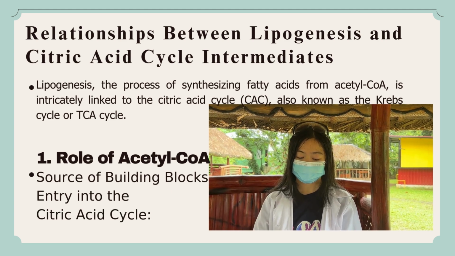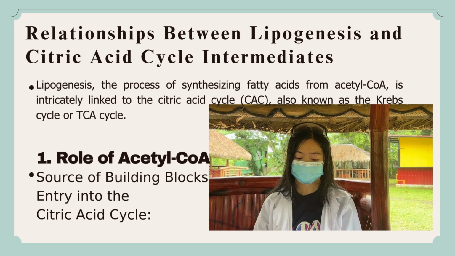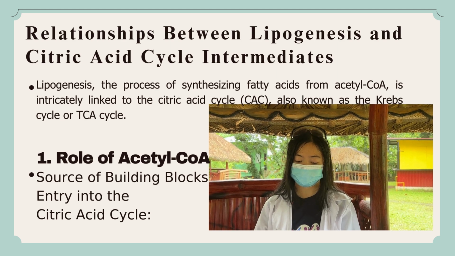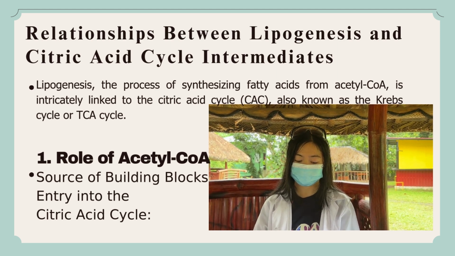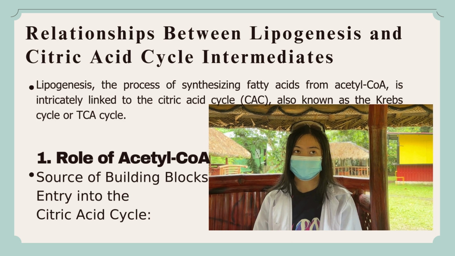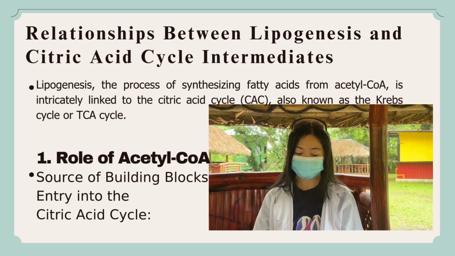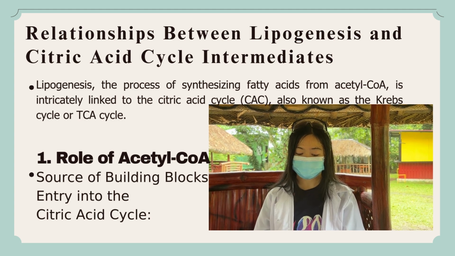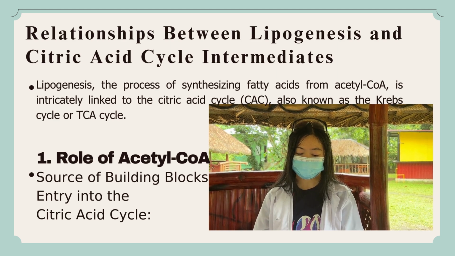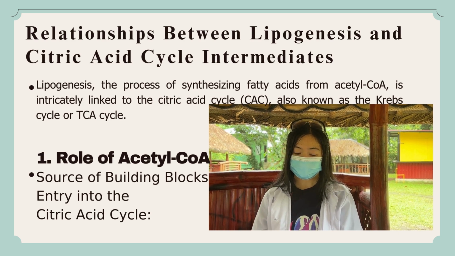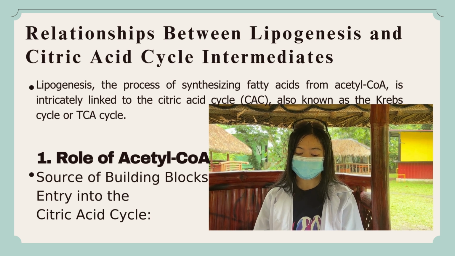Number 1. Role of acetyl-CoA. It is a source of building blocks and the primary substrate for lipogenesis. It is derived from the breakdown of carbohydrates via glycolysis and fatty acids through beta oxidation. Entry into the citric acid cycle. Acetyl-CoA enters the citric acid cycle where it is oxidized to produce energy in the form of ATP, NADH and FADH2.